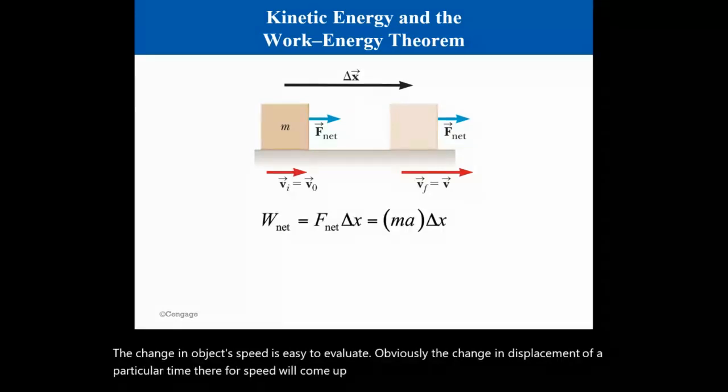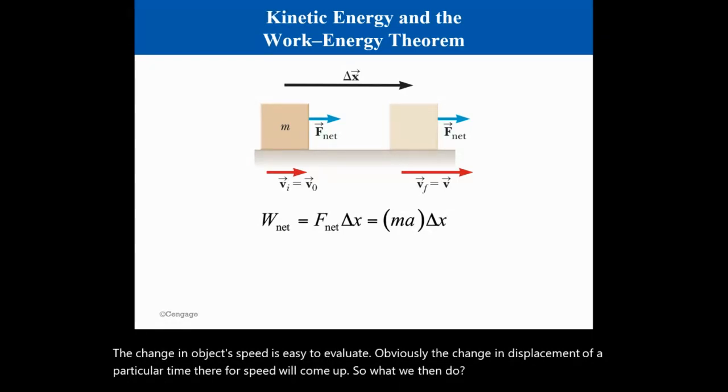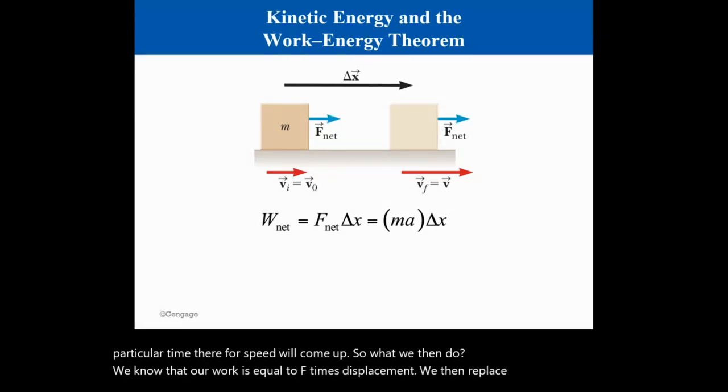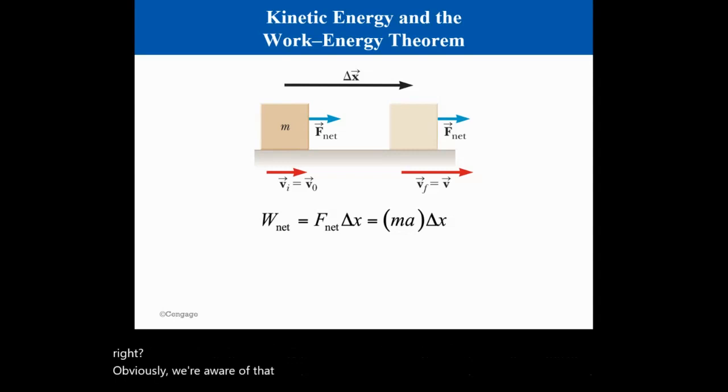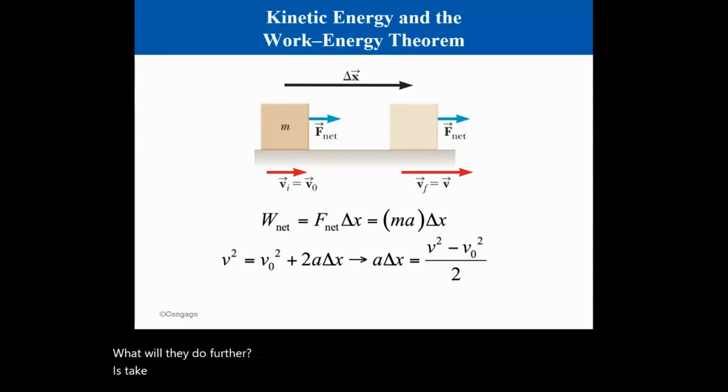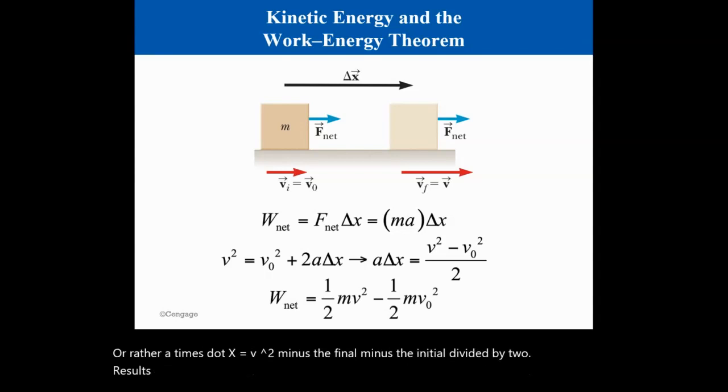So what do we then do? Here we go. We know that our work is equal to F net times displacement. We then replace F net with m times a, right? Obviously, we're aware of that. That's Newton's second law. And we have delta x. What we then do further is take one of our equations of motion and set the displacement as the subject of the formula, or rather a times delta x equals v squared minus, the final minus the initial, divided by 2. We substitute it back into that formula over there, as you can see there on top, the first one.